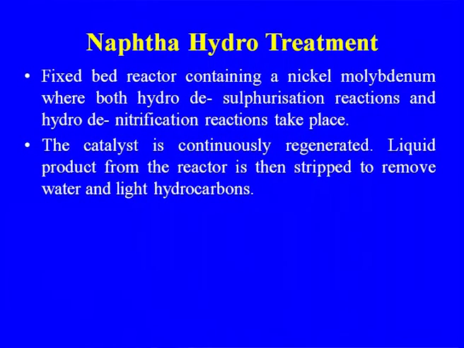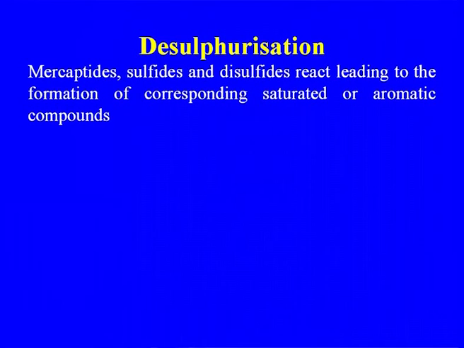Here also the sulfur is removed by hydrodesulfurization, and the removal of nitrogen compounds is also taking place. The catalyst is continuously regenerated, and the liquid product from the reactor is then stripped to remove the water and light hydrocarbons. This is about the desulfurization, already discussed. The sulfur mercaptans, sulfides and disulfides react, leading to the formation of the corresponding saturated or aromatic compounds. This is the reaction that is taking place.